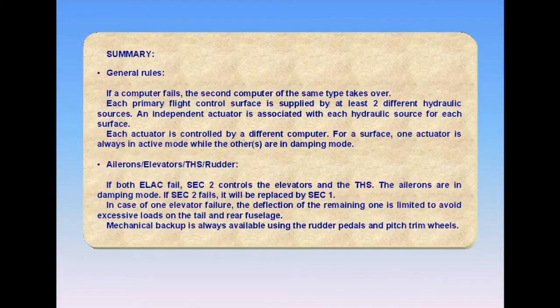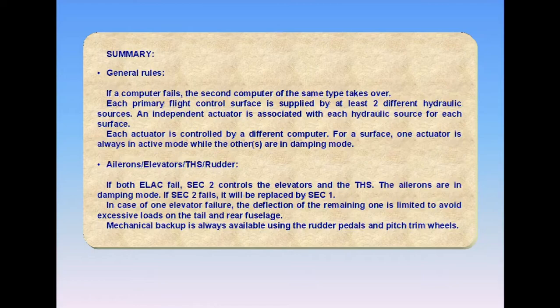Summary. General rules. If a computer fails, the second computer of the same type takes over. Each primary flight control surface is supplied by at least two different hydraulic sources. An independent actuator is associated with each hydraulic source for each surface. Each actuator is controlled by a different computer. For a surface, one actuator is always in active mode, while the other or others are in damping mode.